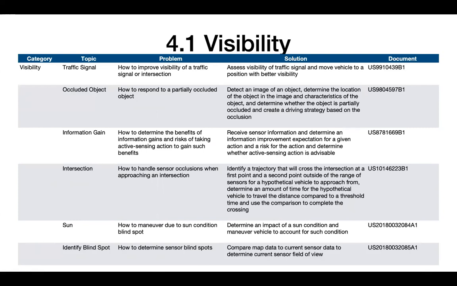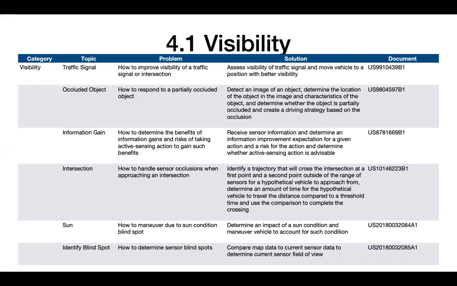What about an occluded object? How to respond to a partially occluded object? My sensors are telling me that there's an object, but it's only seeing a portion of that object, so I'm not certain that I have identified the object correctly. I need to detect that image, determine the location of the object in the image, characteristics of the object, and determine whether it's partially occluded, and create a driving strategy based on that occlusion.